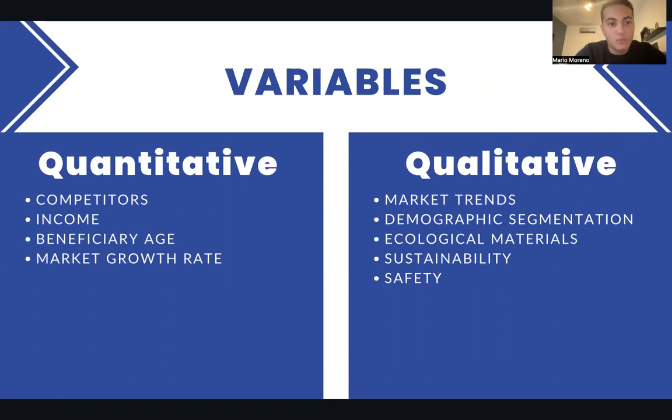I refer to the income of the people, the customers, the beneficiaries, who they are focusing on for building these ecological houses, as well as the income of the foundation itself, that they have to construct and build all these houses for the people. Another quantitative variable is the beneficiary age.